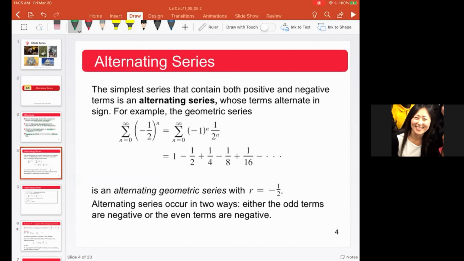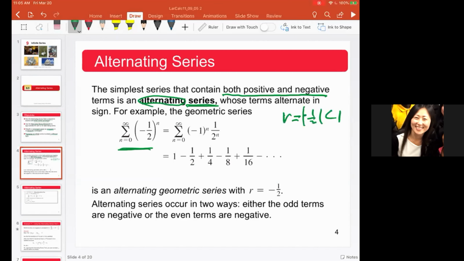Alternating series is simply series that contain both positive and negative terms. That's why it's called alternating series. For example, let's look at this one. This is a geometric series, and it converges. We know that because r is 1/2, which is less than 1. We already know it converges.